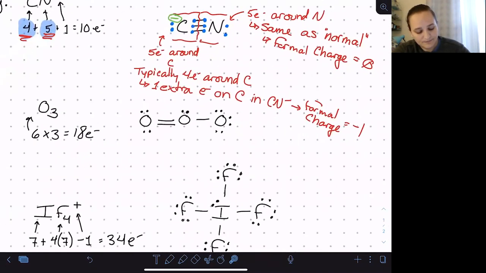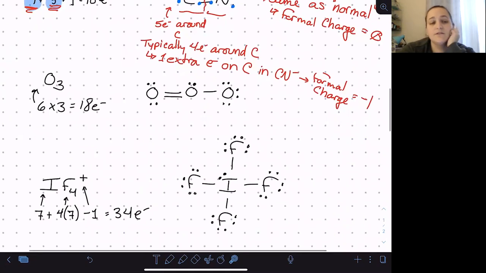So pause here and take a few minutes to try to assign formal charges to every atom in the other 2 compounds that we drew structures for.